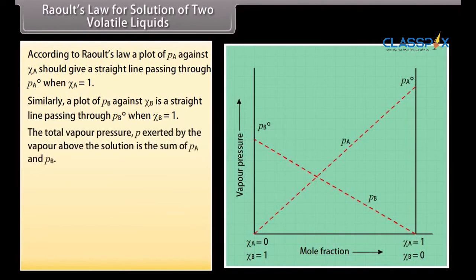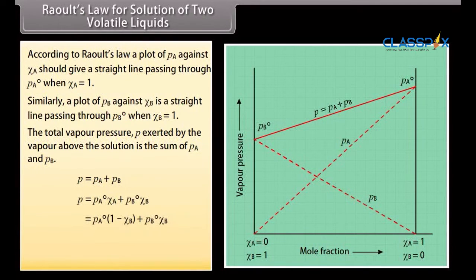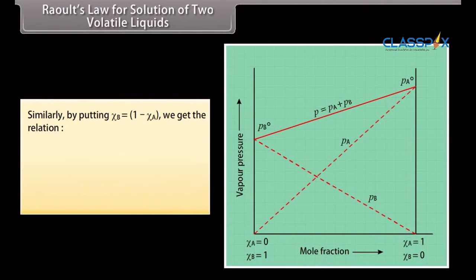The total vapor pressure P exerted by the vapor above the solution is the sum of PA and PB. P is equal to PA plus PB. By putting XA is equal to 1 minus XB, we get the relation P is equal to (PB naught minus PA naught) multiplied by XB plus PA naught. Similarly, by putting XB is equal to 1 minus XA, we get the relation P is equal to (PA naught minus PB naught) multiplied by XA plus PB naught.